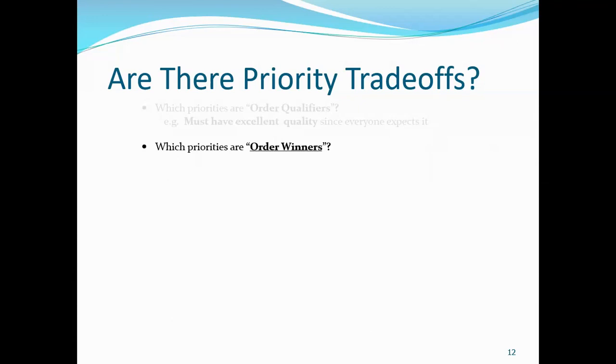That's the one thing that makes you decide to pick this phone over the other phones. That's the order winner. So they'll compete on all 4 priorities, but that's not an order winner.